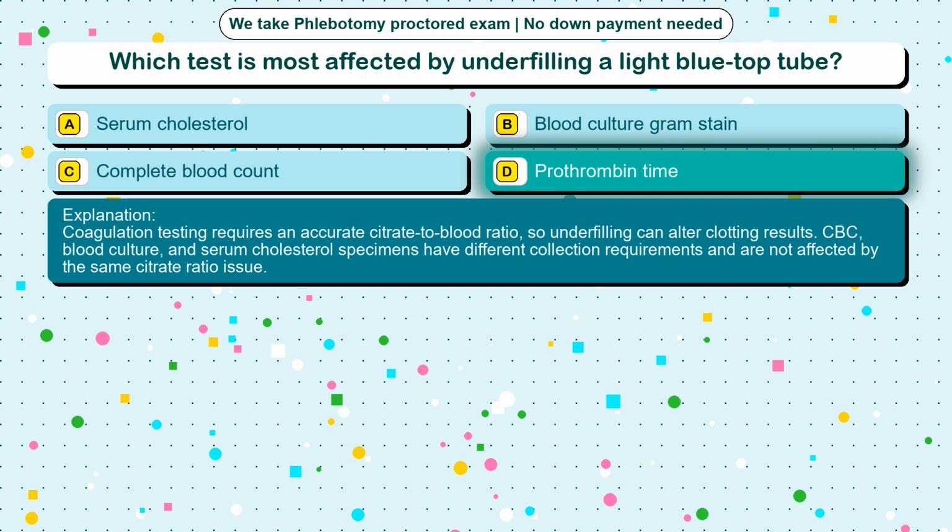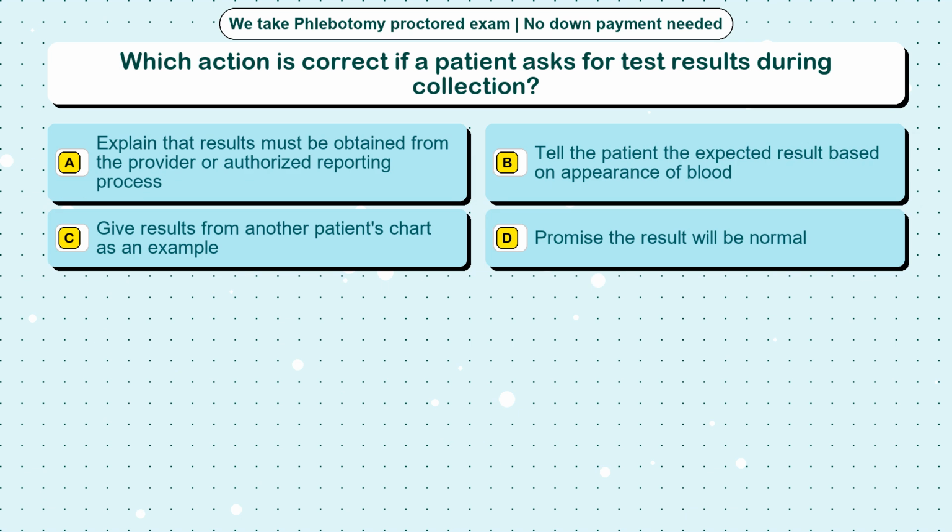Question 91. Which action is correct if a patient asks for test results during collection? Option A. Explain that results must be obtained from the provider or authorized reporting process. Option B. Tell the patient the expected result based on appearance of blood. Option C. Give results from another patient's chart as an example. Option D. Promise the result will be normal.